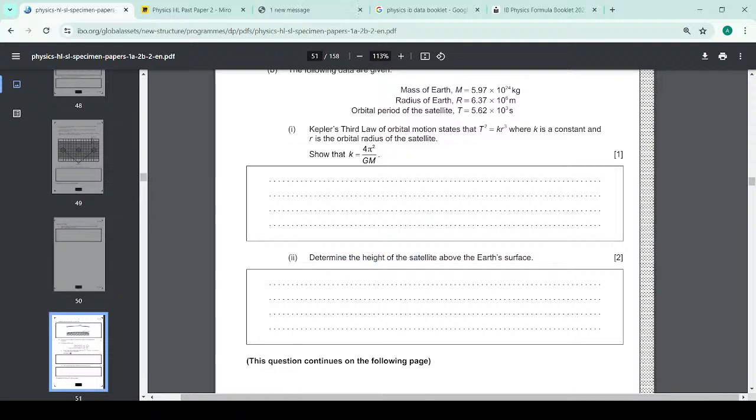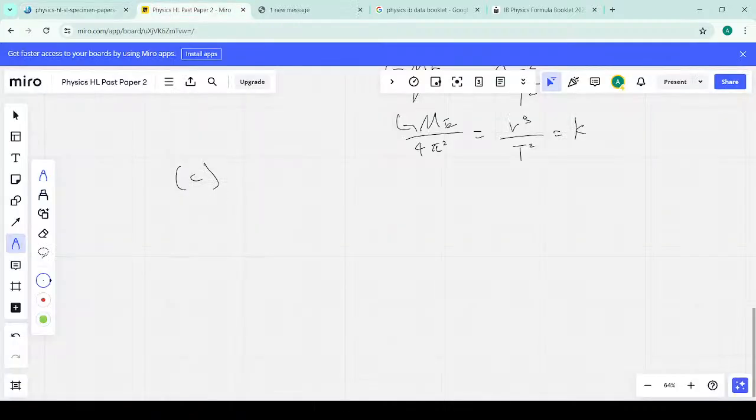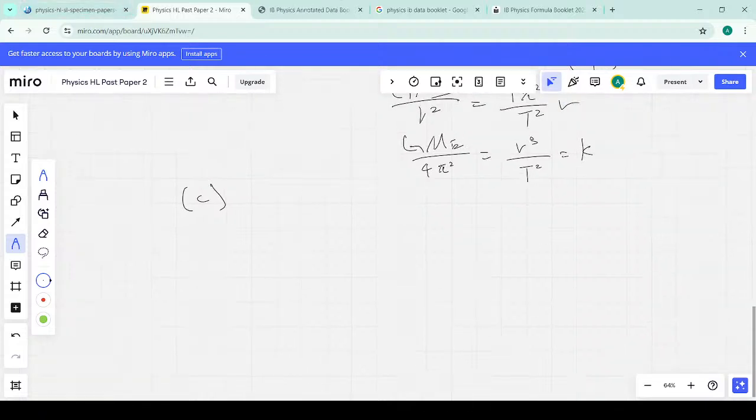Determine the height of the satellite above the Earth's surface. So they told us the period T of the satellite. Therefore, using the period, and we know these are all constants, right? So we can represent it using T squared is just 4 pi squared r cubed over G M_E.